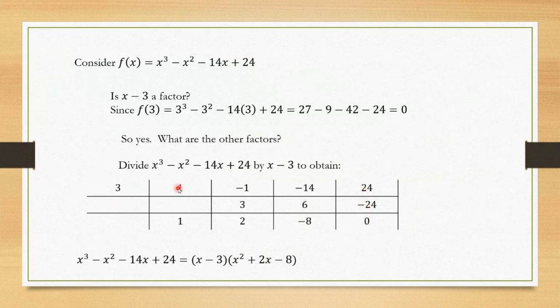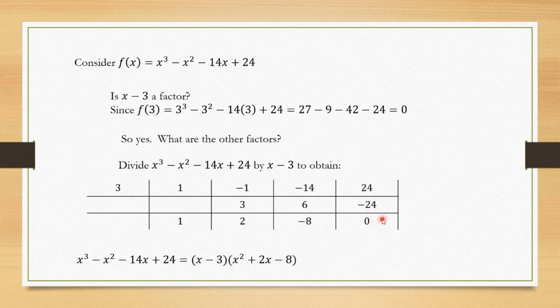Right? So again, this came down. 3 times 1 is 3. We add to get 2. 3 times 2 is 6. We add negative 14 and 6 to get negative 8. 3 times negative 8, negative 24. 24 plus negative 24 is 0.